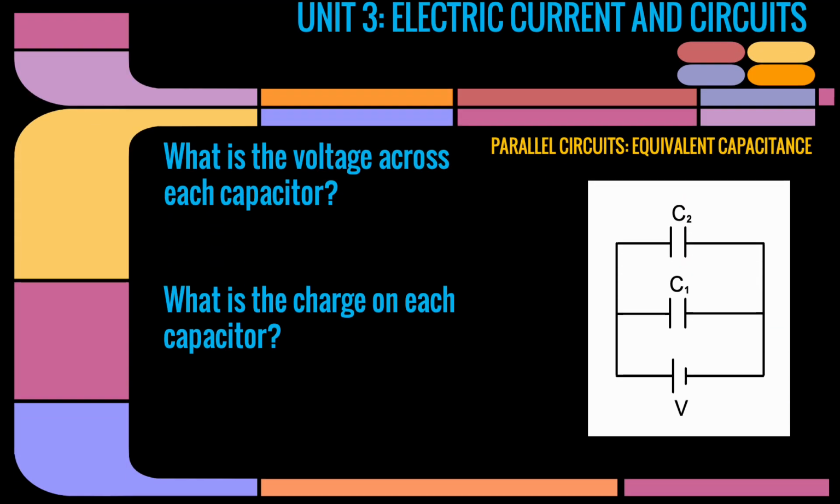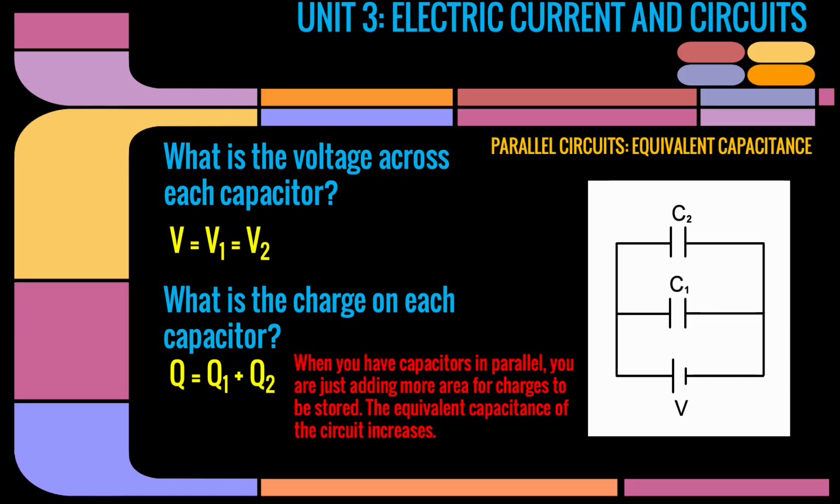So let's first take a look at capacitors set up in a parallel format. The voltage across each capacitor is the same. So we're going to have the same idea with capacitors as we have with resistors. These parallel capacitors will have the same voltage drop across them. The charge on each capacitor is Q. And when you have capacitors in parallel, you're simply adding more area for the charges to be stored, and the equivalent capacitance of the circuit increases. So here's a quick little math derivation of how that works.